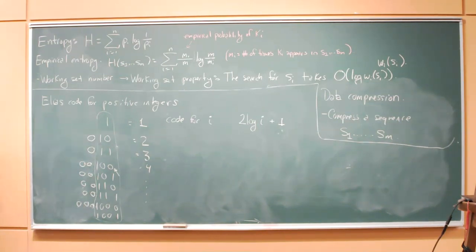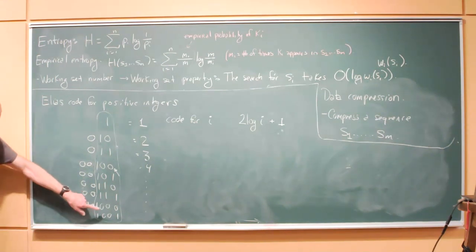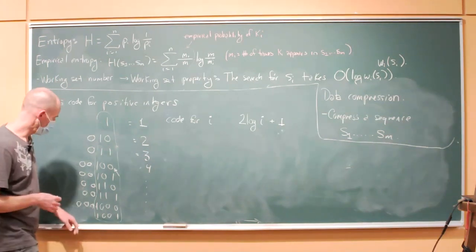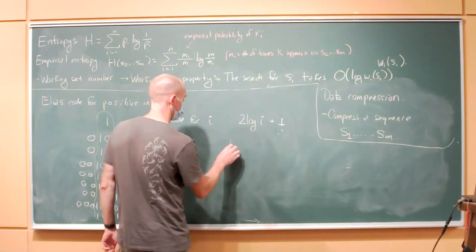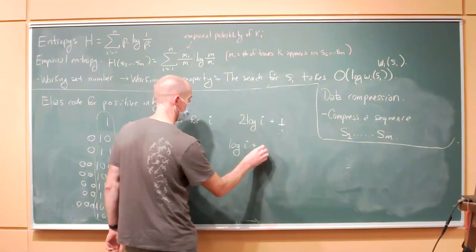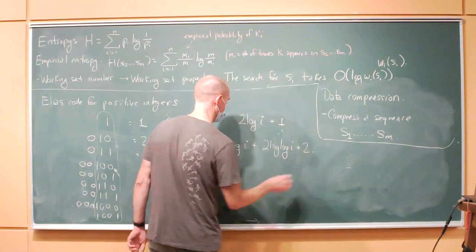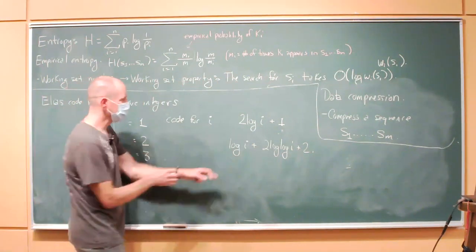Okay. So the second step in Elias's code is to realize these things that you're putting here, they're just integers also. Use the same code on them. The difference is these integers don't go all the way up to I. These integers are more like log I. So if I'm encoding I, I have the normal integer encoding of I plus some compact encoding of log I, the number of these zeros. So do that, and you get something more like log I plus 2 log log I, plus something small. So the important thing is this log I.